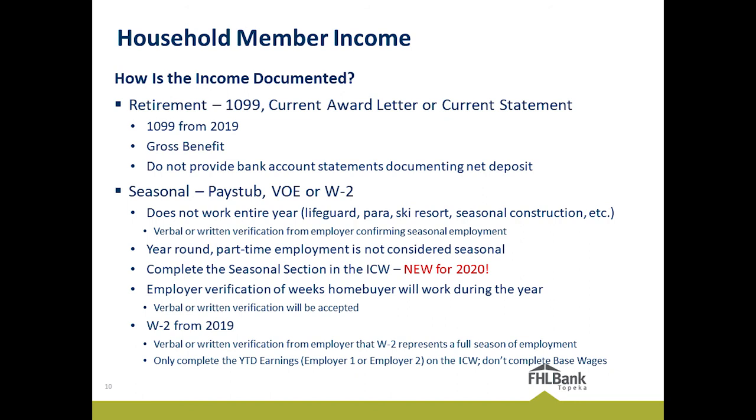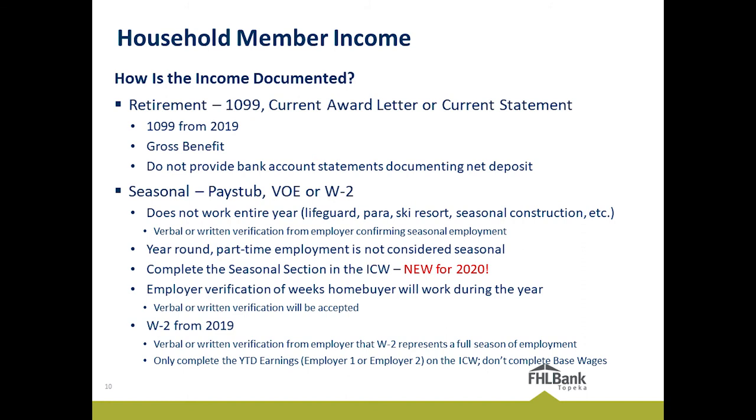If a W-2 cannot be provided for seasonal employment, provide a Paystub or VOE and complete the seasonal section in the income calculation workbook. Along with the Paystub or VOE, you will need to provide verbal or written verification from the employer that documents the number of weeks the household member will work this year and that the employment meets the Federal Home Loan Bank definition of seasonal employment.